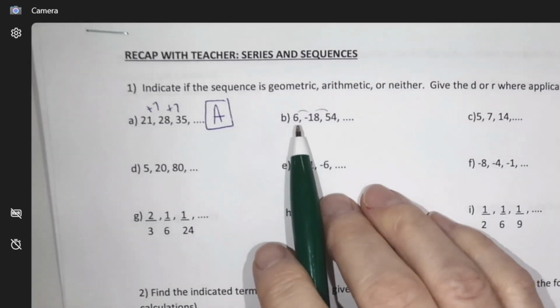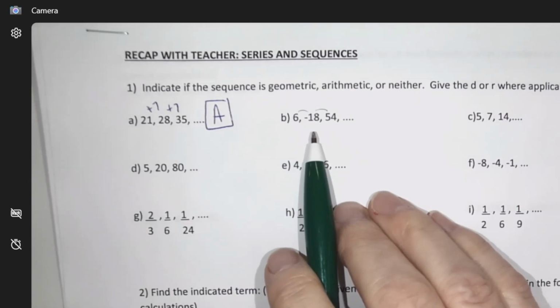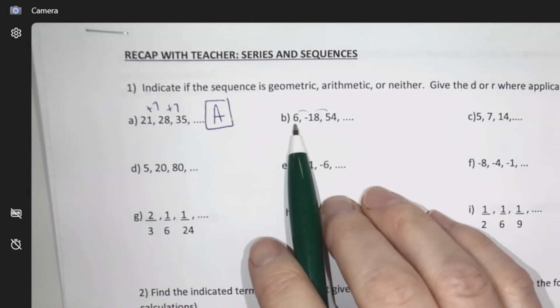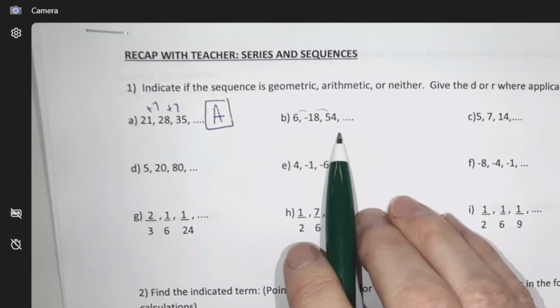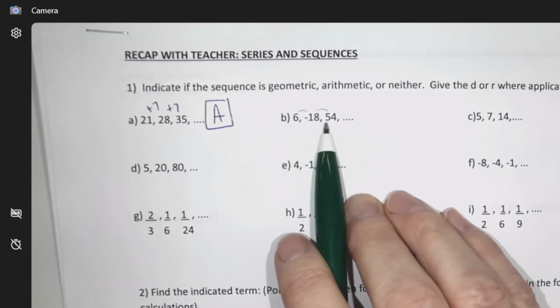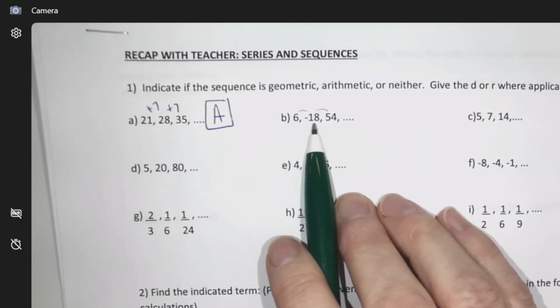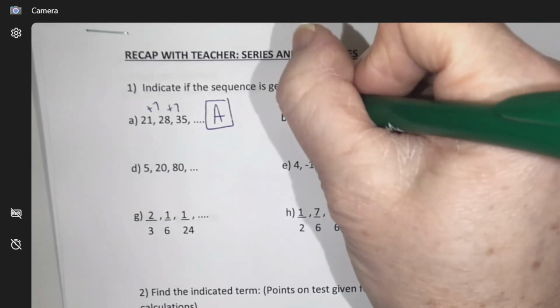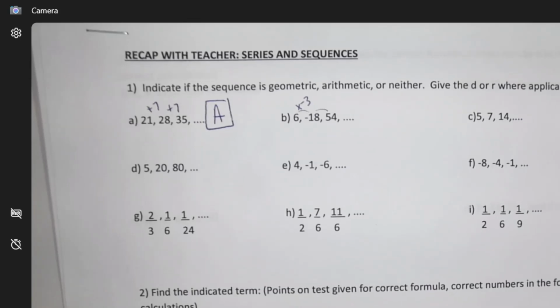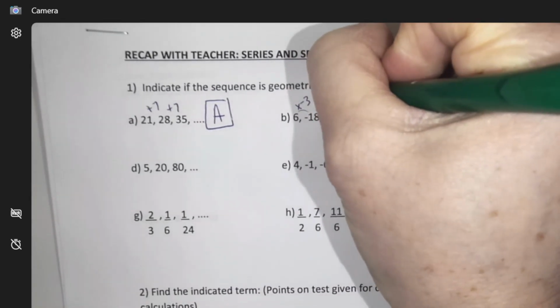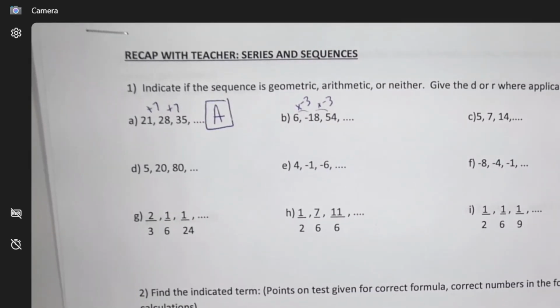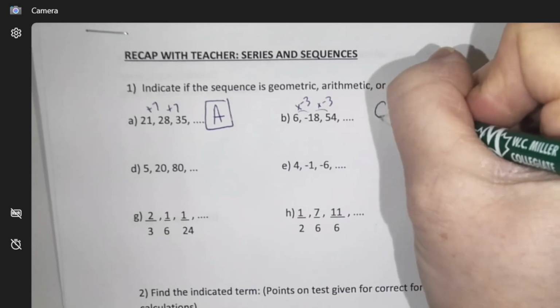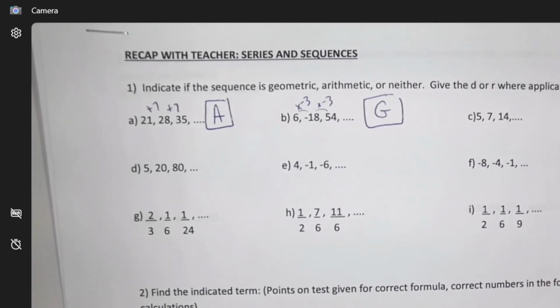Okay, I can kind of tell I'm not adding the same thing here because I went from a positive to a negative and I'm back to a positive, so I'm obviously not doing some kind of adding. So let's talk about timesing. If I went to that, I would have to times by -3. Does that also work? Again, if I times by -3, yep, it's consistent. So that one's classified as geometric.